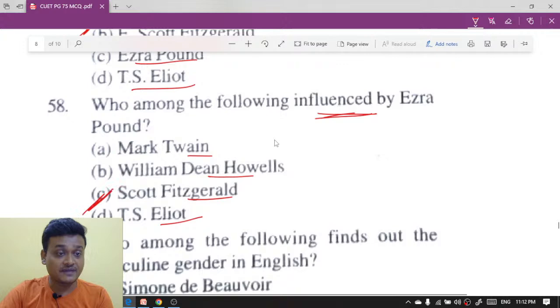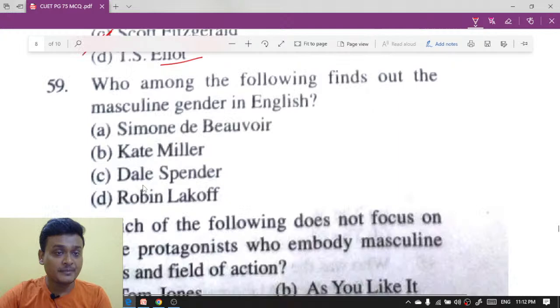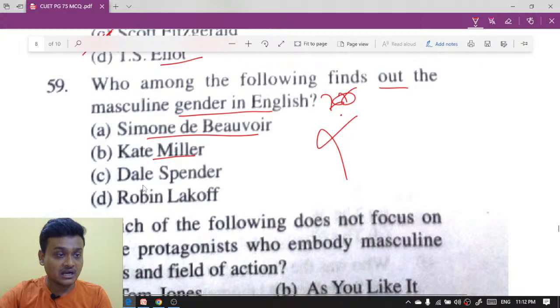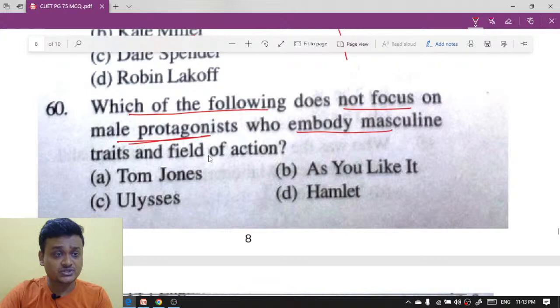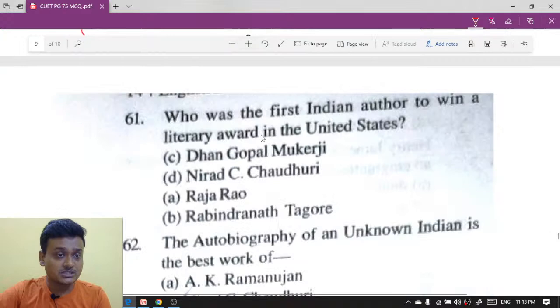Next question, question number 59. Who among the following finds out the masculine gender in English? Simone de Beauvoir, Kate, you don't need to read this. These are unnecessary questions here. Which of the following does not focus on male protagonists who embody masculine traits and fields of action? Tom Jones, Ulysses, As You Like It, Hamlet. So it is Ulysses.